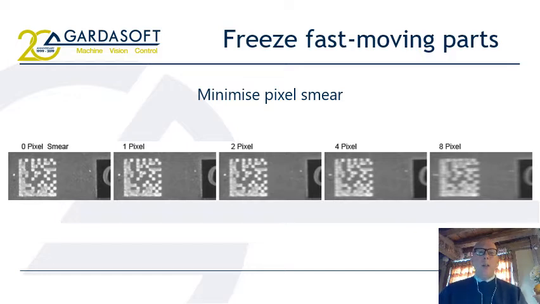This slide shows a simple example of how reducing light intensity on a fast-moving object correlates directly with reduced image quality. Longer camera exposures are required to compensate for reduced lighting intensity, which in turn leads to motion blur.